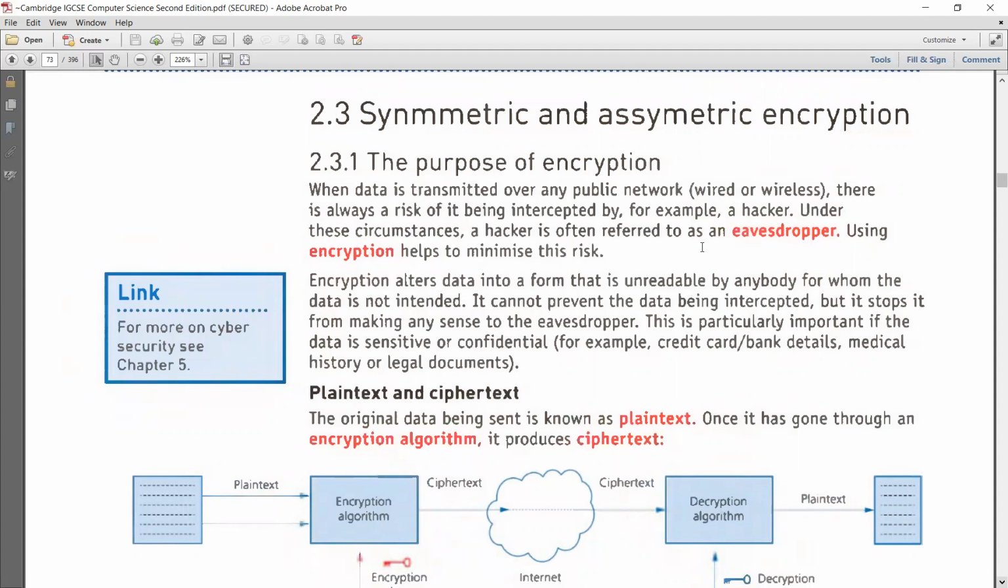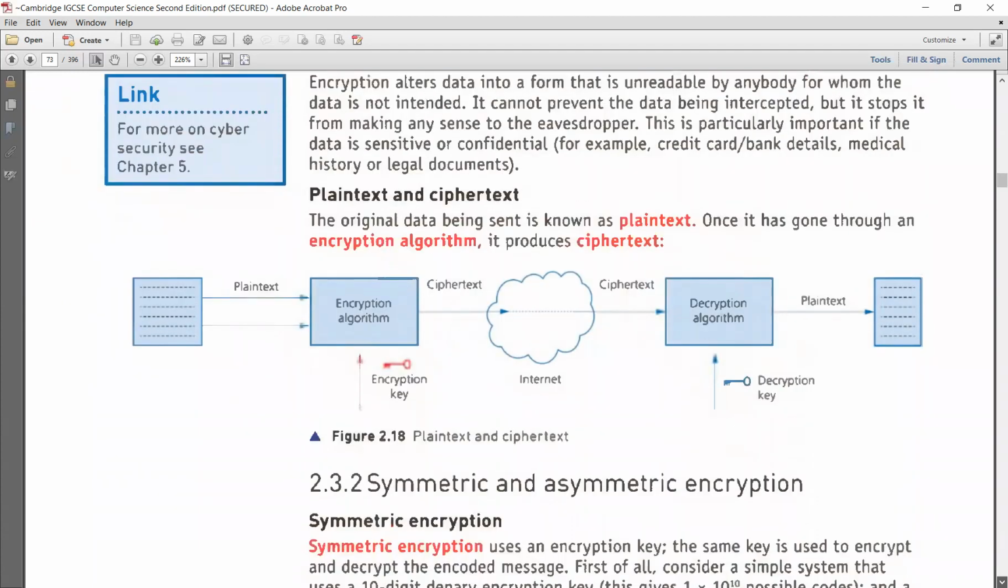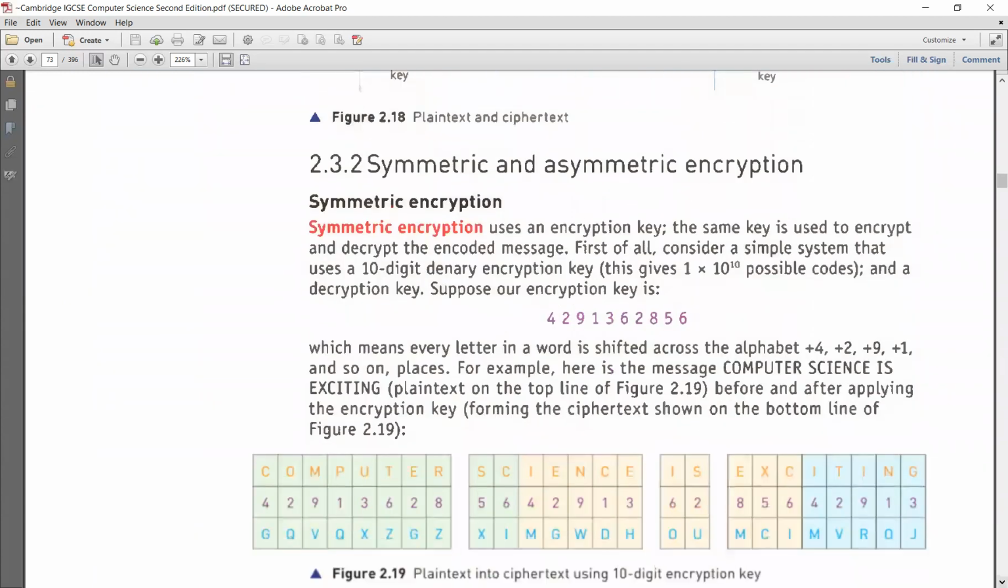Secondly, you need to know the terms plain text and ciphertext. Plain text is before transmission, before encryption is done, and cipher is after encryption is done. Encrypted text is called the ciphertext. And then we have symmetric and asymmetric encryption. Symmetric is something that can be easily detected, because it deals with the key that is used to encrypt and decrypt the message.